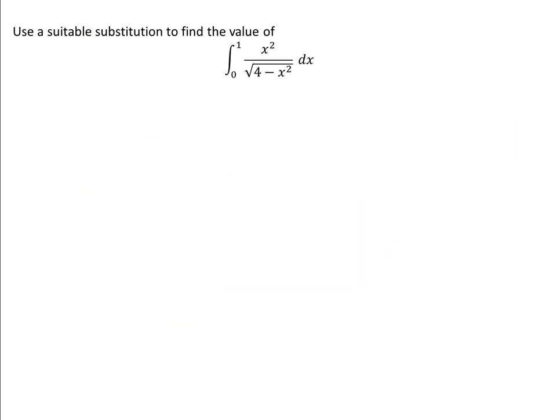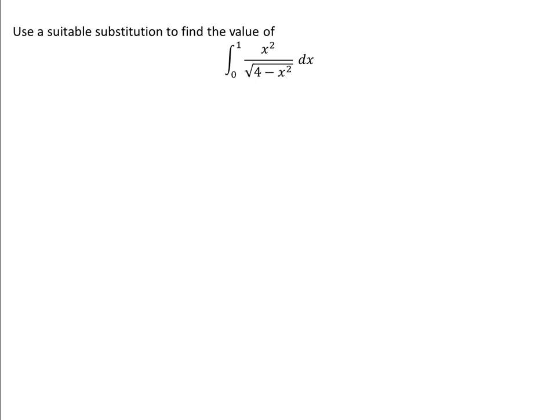For our final example, we have to select a suitable substitution to find the value of the integral between 0 and 1 of x squared over the square root of 4 minus x squared. Now the thing that's really causing the problem on this integral is the square root of 4 minus x squared that we have on the denominator.